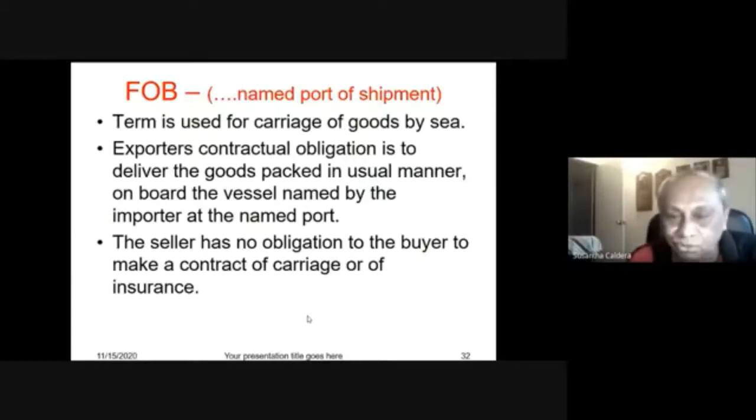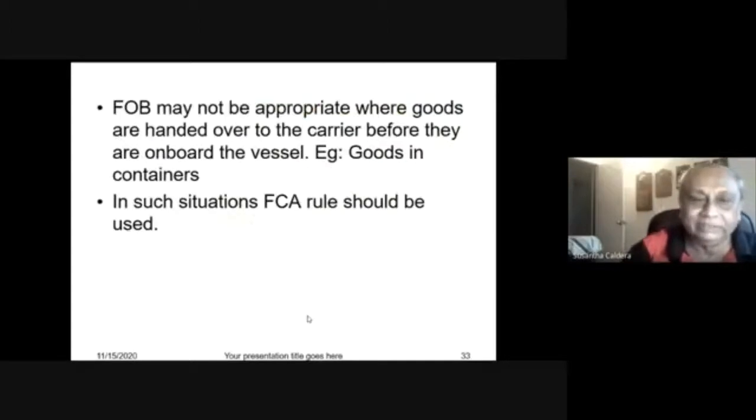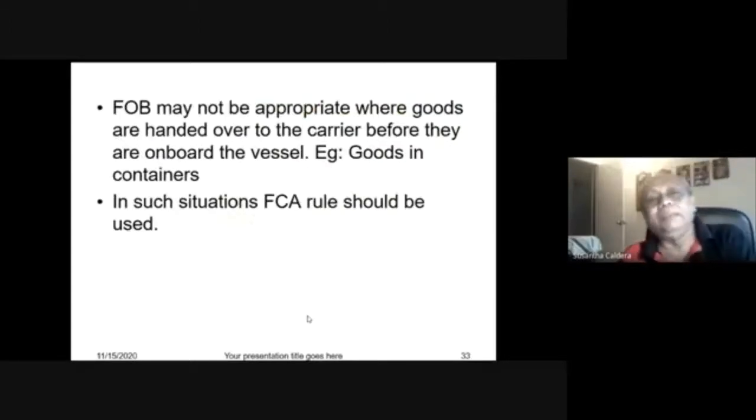The seller has no obligation to the buyer to make a contract of carriage or of insurance. It has to be done by the buyer, both the insurance as well as the carriage. FOB may not be appropriate where goods are handed over to the carrier before they are on board the vessel.